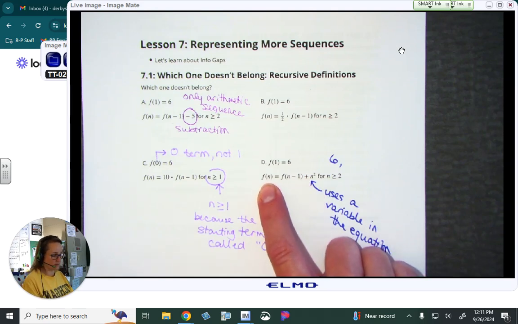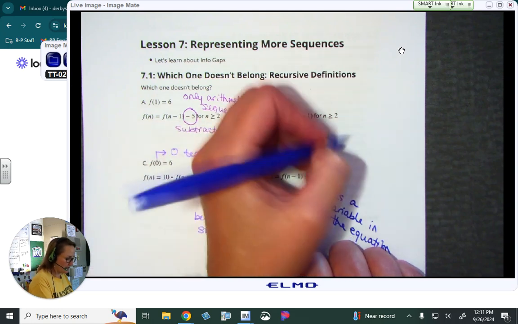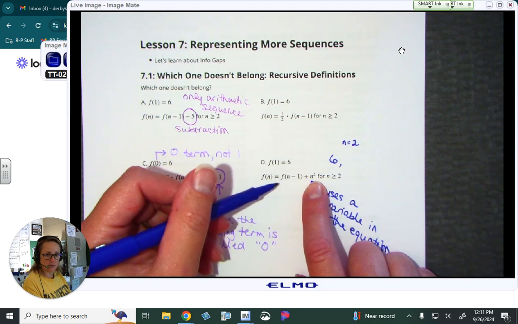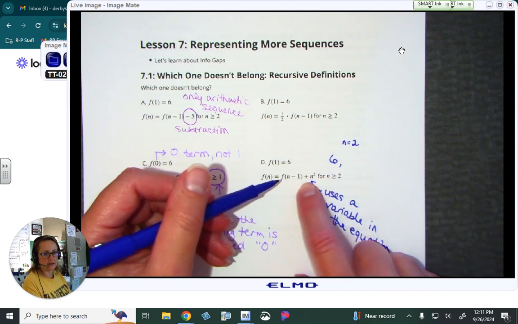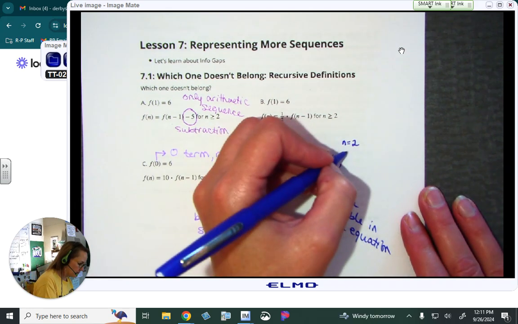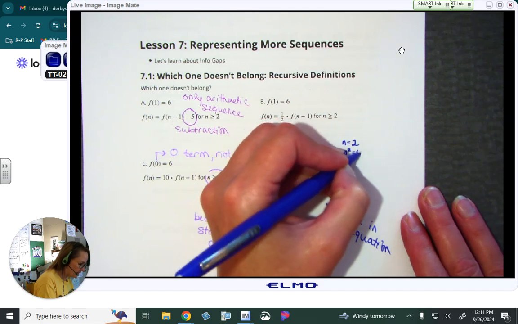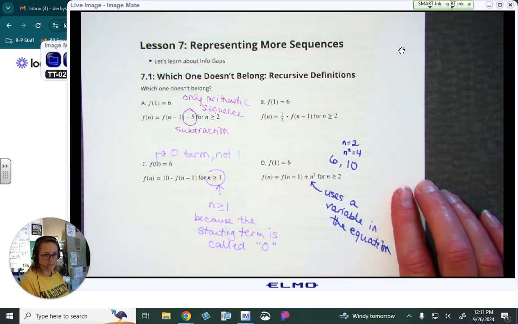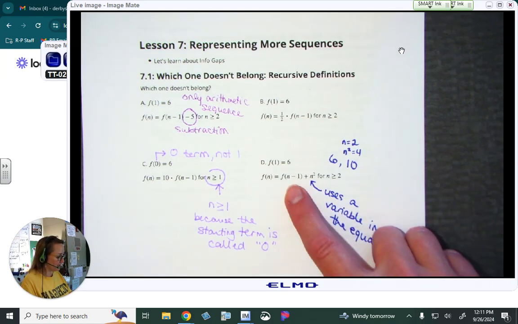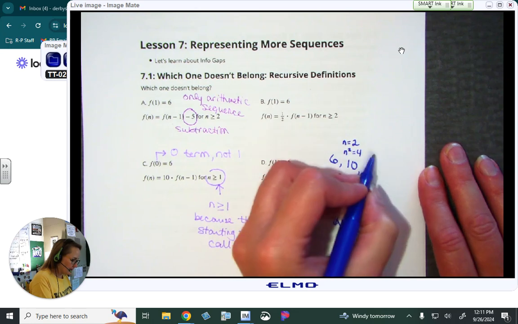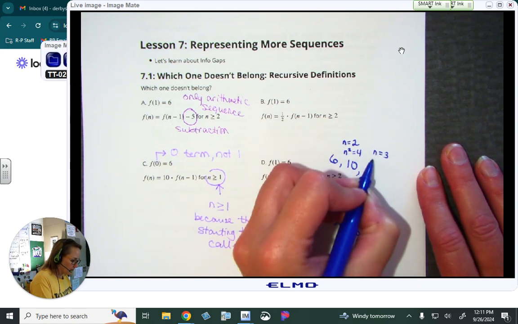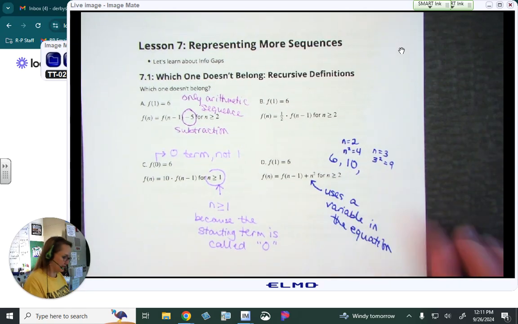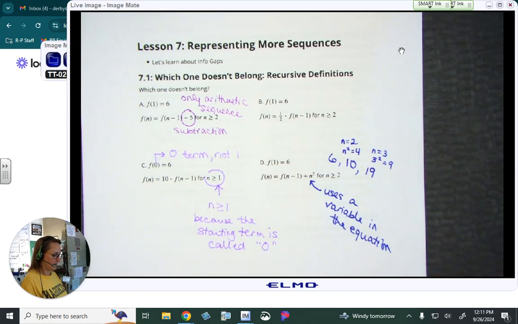So for the second term, term 2, when n equals 2, to find our second term, we would take the first term, 6, and we would add n squared. So n squared equals 4. So 6 plus 4, our second term is going to be 10. Then it says for the next one after that, we're going to take this one, and then for the third term, we're going to square 3 and get 9. We're going to add 9 to this number, so that would be 19.